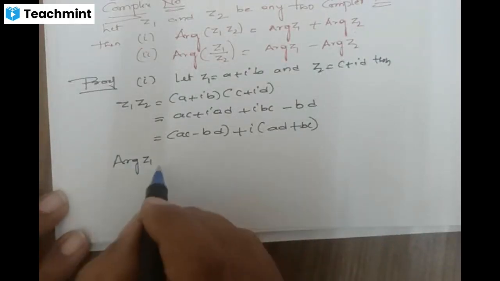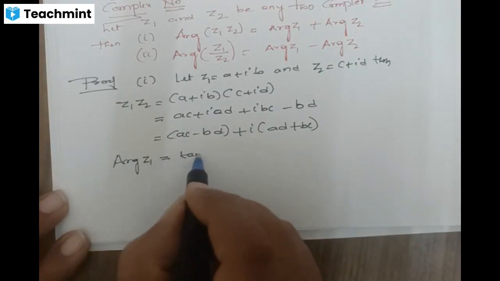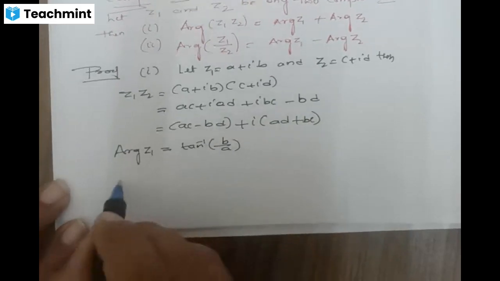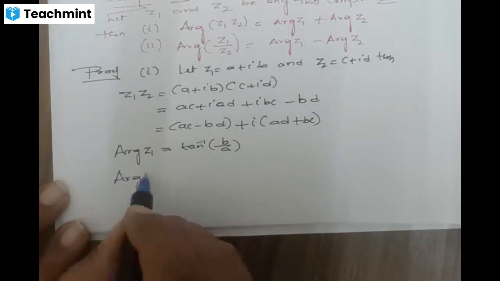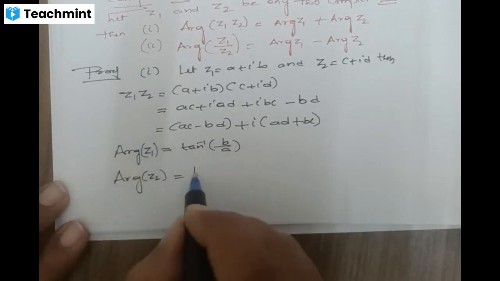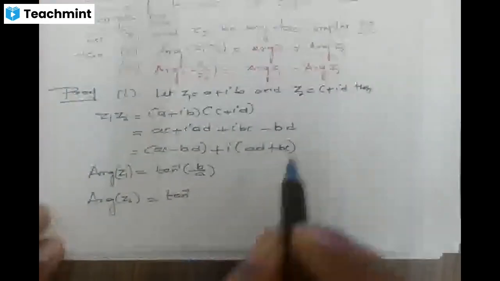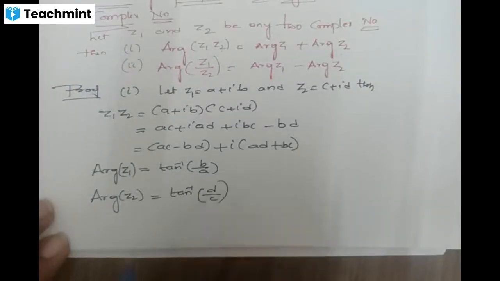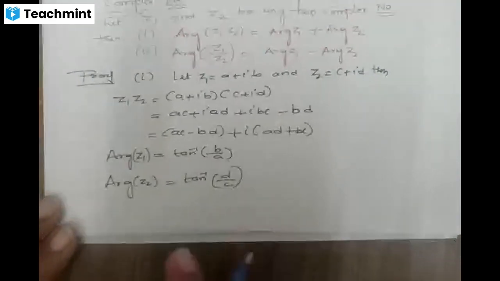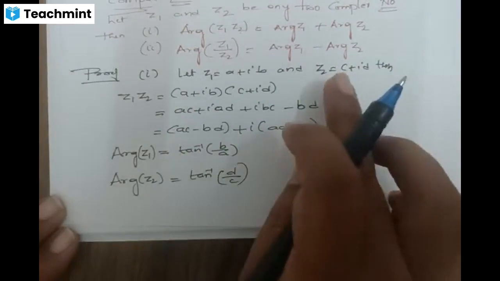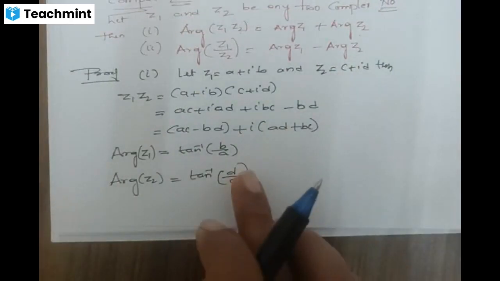Okay, so next, argument of z1 is nothing but tan inverse of b by a. Argument of z2 is equal to tan inverse of d by c. So that is tan inverse y by x, we can write x plus iy. So argument of z1 means tan inverse b by a according to this, and argument of z2 means tan inverse of d by c.